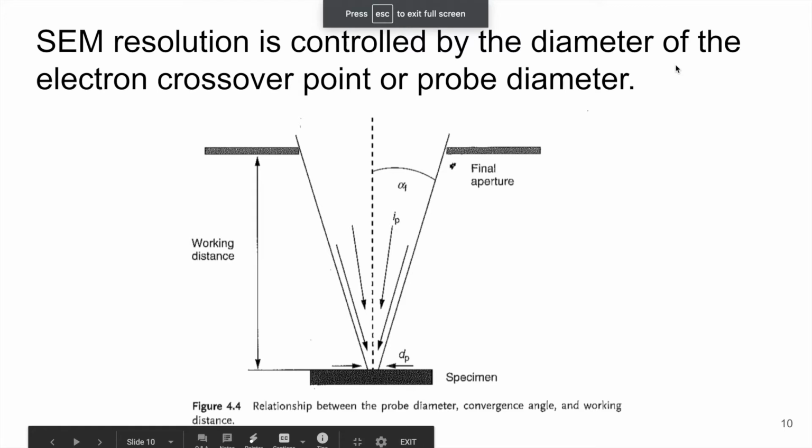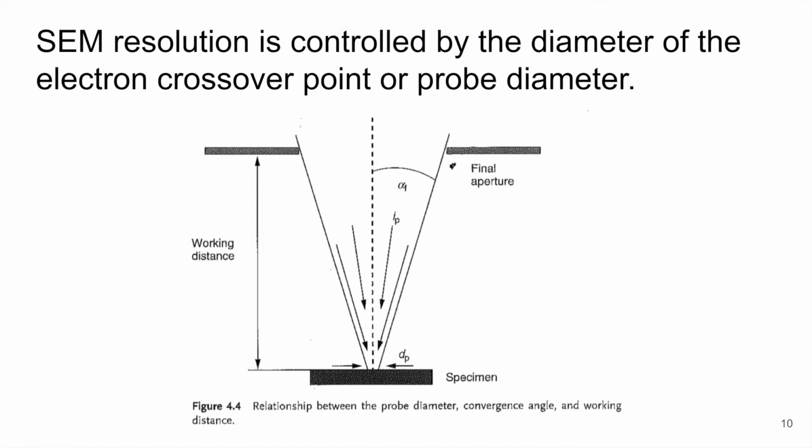All right, so we've taken a look at the gun and the lens, and so let's look now at the beam as it comes out of that configuration. And so we see that the electron crossover point, or the probe diameter, ends up being what controls the resolution of the SEM. And so therefore, this is a very important concept.